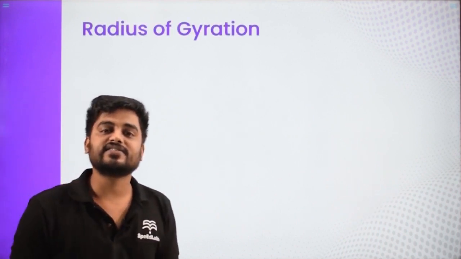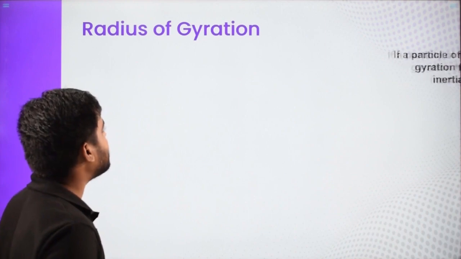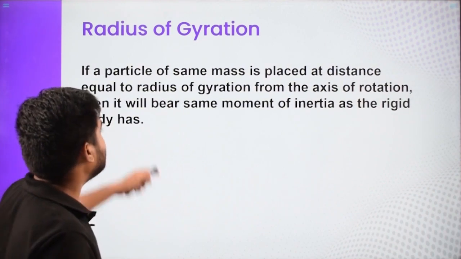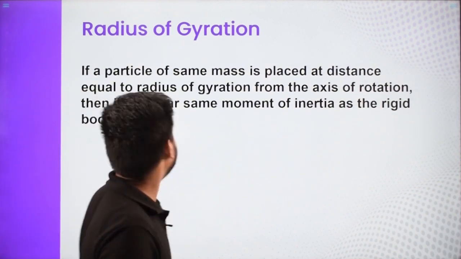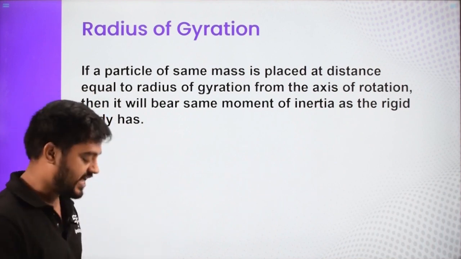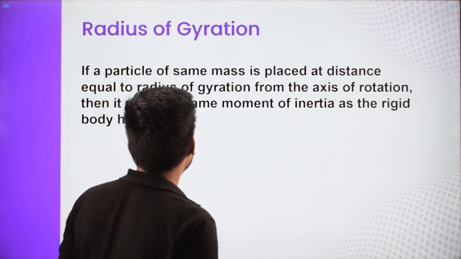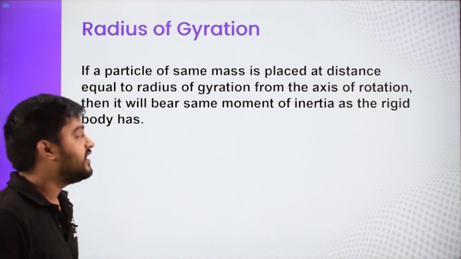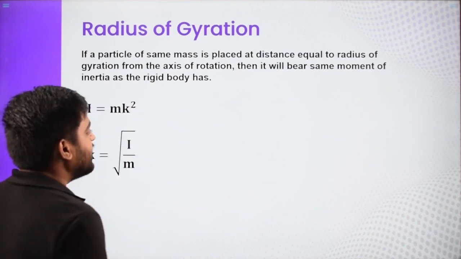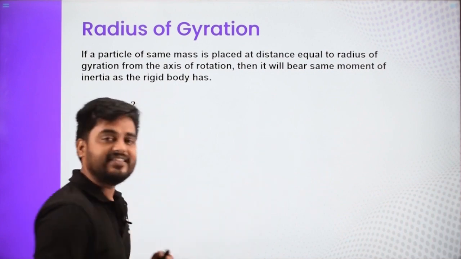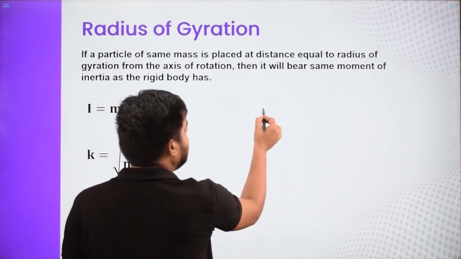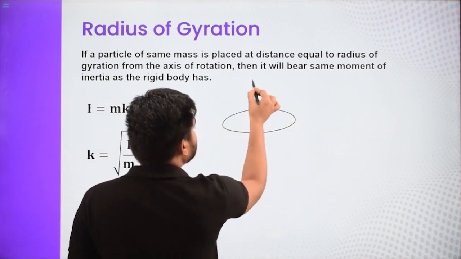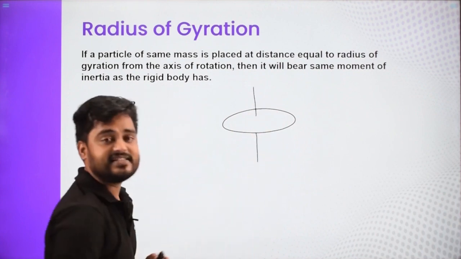Now, let us discuss the next concept, radius of gyration. So what is radius of gyration? Basically, if a particle of the same mass is placed at a distance equal to the radius of gyration from the axis of rotation, then it will bear the same moment of inertia as the body has. Now, see how we do that. Let us take the example of a disc, and this is the axis I am talking about.